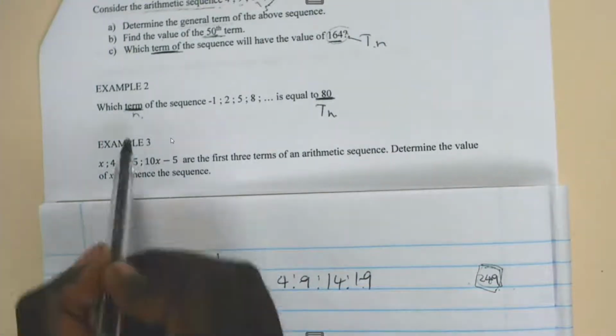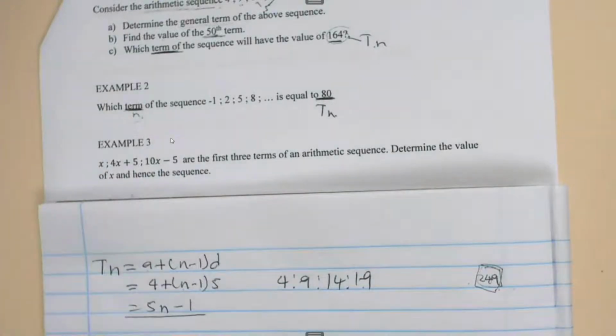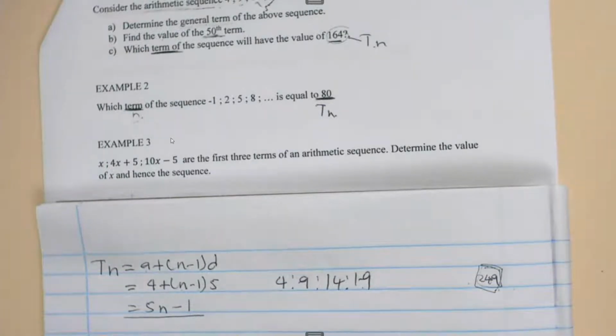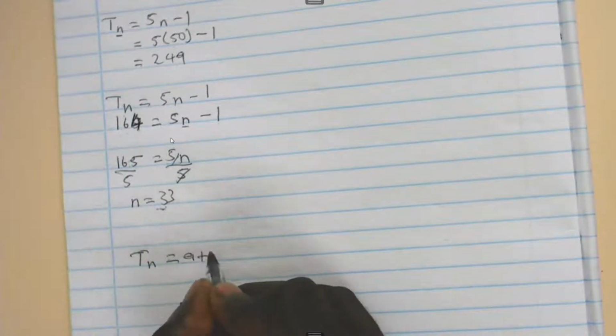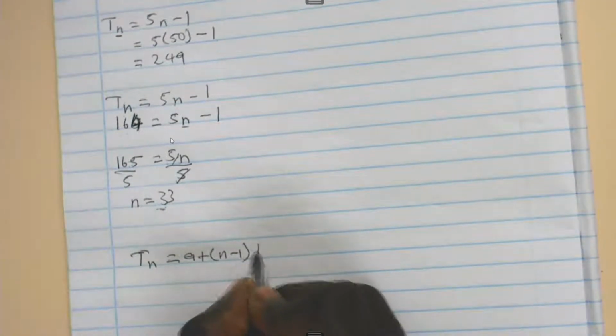In this instance, we are solving for n again, like we did in the previous example. We must first find the general term, and the general term of an arithmetic sequence is Tn equal to a plus n minus 1 all multiplied by d. Our Tn, or the nth term, is given as 80.